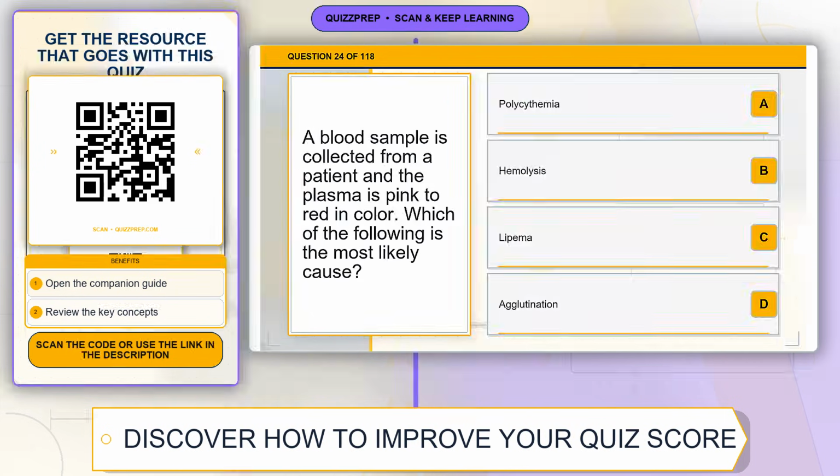Question 24. A blood sample is collected from a patient and the plasma is pink to red in color. Which of the following is the most likely cause?